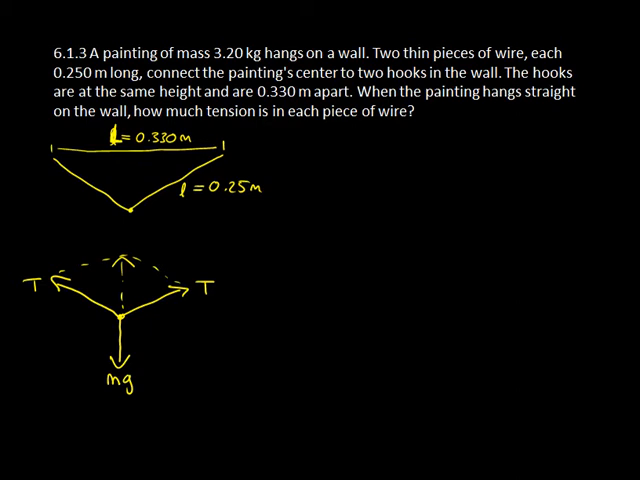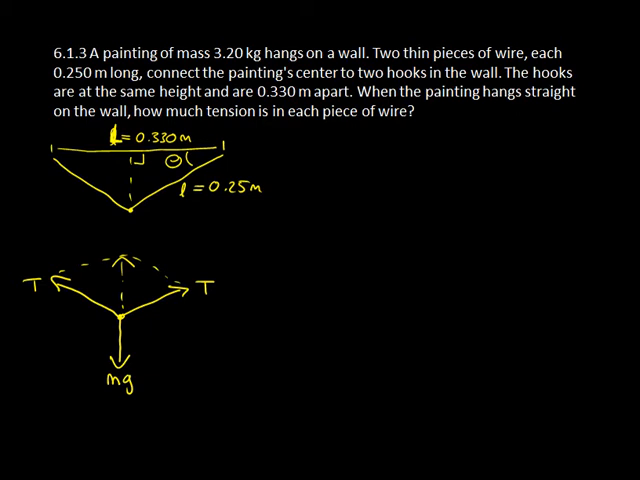So first thing I'm going to need to find, in order to resolve tension into components, I need to know what this angle is. And I have to use the dimensions that I've been given to find this angle. If I split the whole thing in half like that, I get a right angle triangle, and this distance is half the distance between the two hooks.